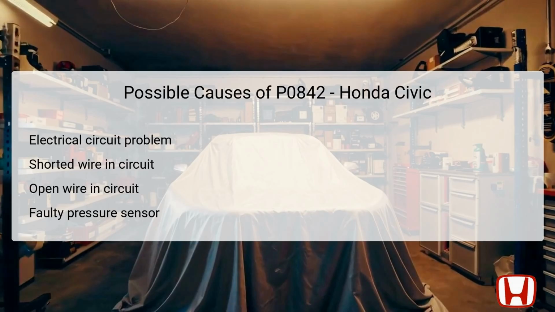Another possibility might be a shorted wire in the circuit, which can create unintended connections that affect sensor voltage. Conversely, an open wire in the circuit, where the connection is broken, can also lead to a low voltage reading. Lastly, a faulty pressure sensor itself may be at fault, failing to transmit the correct pressure readings. Diagnosing the exact reason for this code requires careful examination of each potential cause.